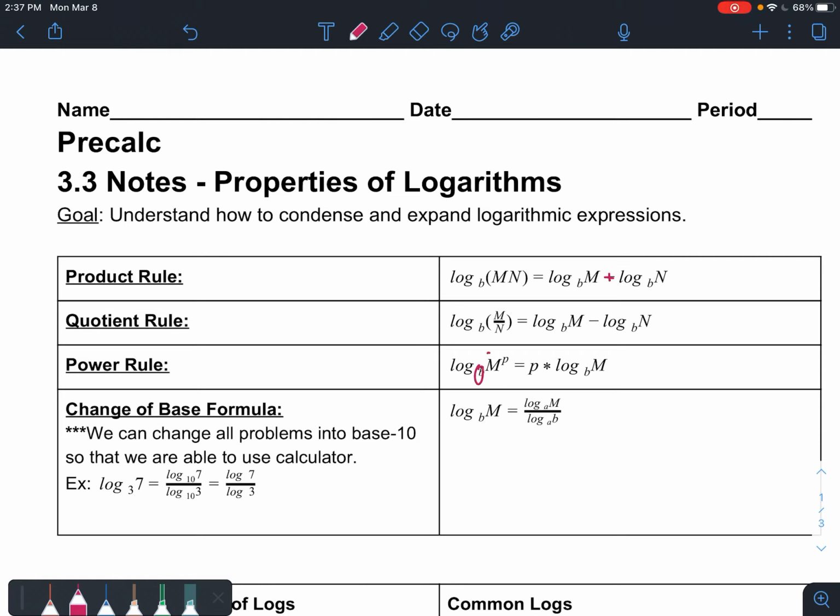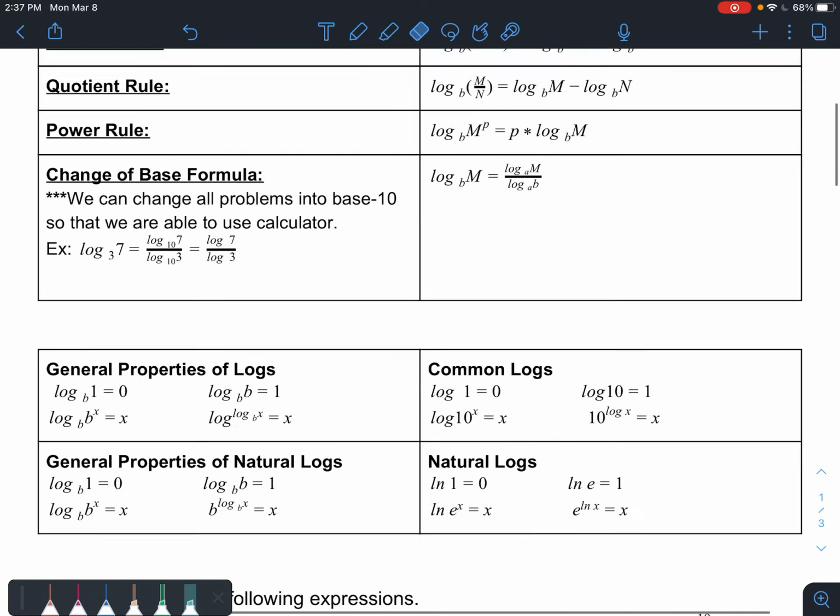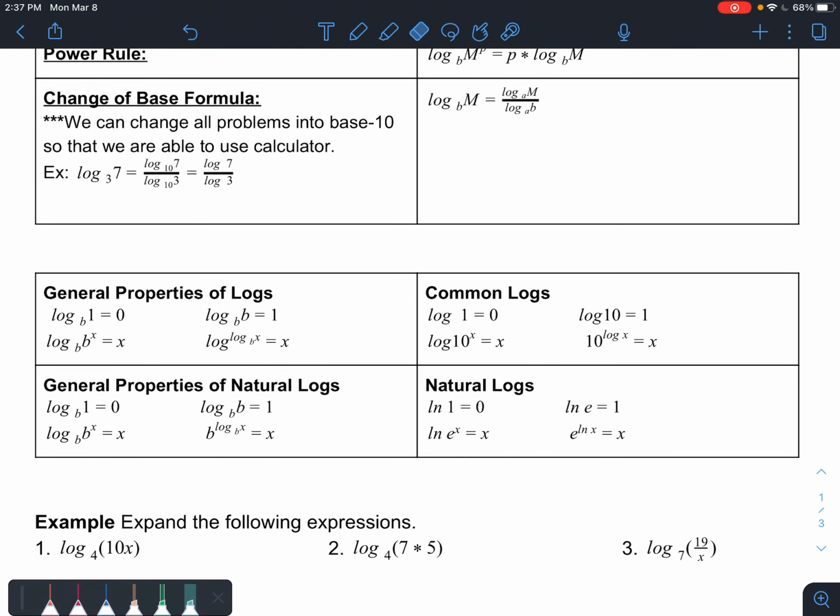Then for the power rule, if I have log base b of m to the p, what happens is the p moves out to the front and becomes p times log base b of m. So we can move either way. We can move from right to left or left to right, depending on which one suits us for each problem. And then we have some general properties down here. These can be useful, especially the natural logs here. These are useful when we are simplifying all the way down.